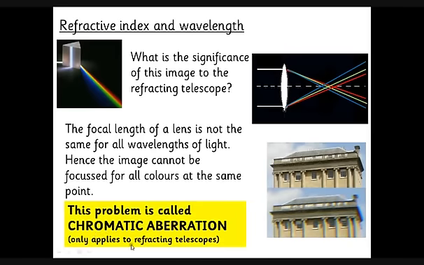Okay, aberration is a problem. Chromo is to do with colours. So this is a problem caused by different colours. And this only applies with refracting telescopes because this has got to do with the refractive index of the different wavelengths of light. If we were reflecting, it wouldn't matter. All the angles of incidence and angles of reflection would be the same. So this is only a problem for refracting telescopes. Okay, so that's problem number one.